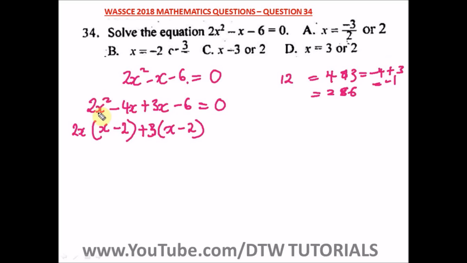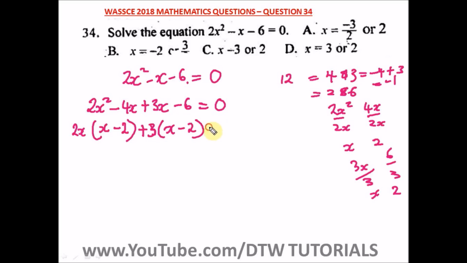To further expatiate on this, all you need to do is just say 2x squared divided by 2x, which will give you x, and 4x divided by 2x, which will give you a 2. And for this, you say 3x divided by 3, which will give you x, and 6 divided by 3, which will give you a 2. Just to explain how I got this.